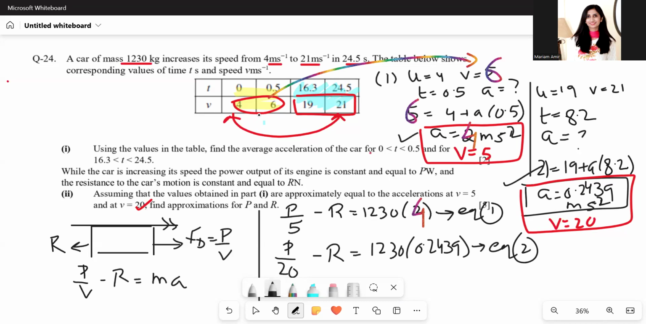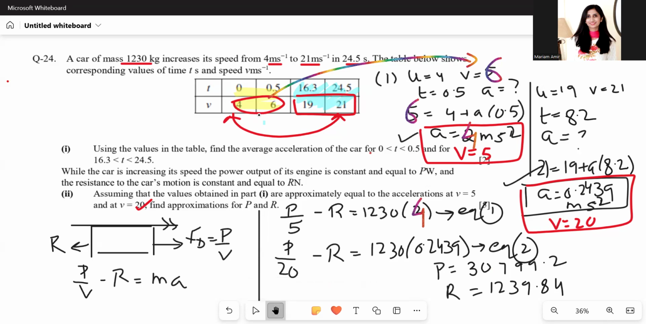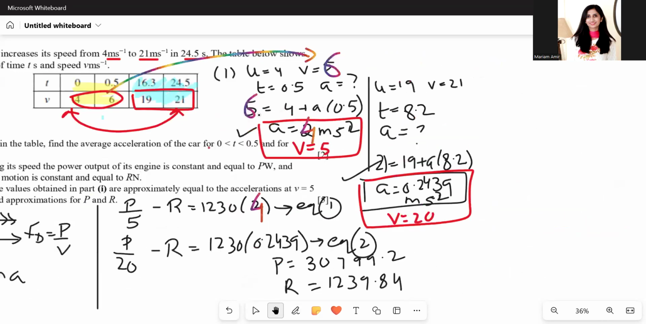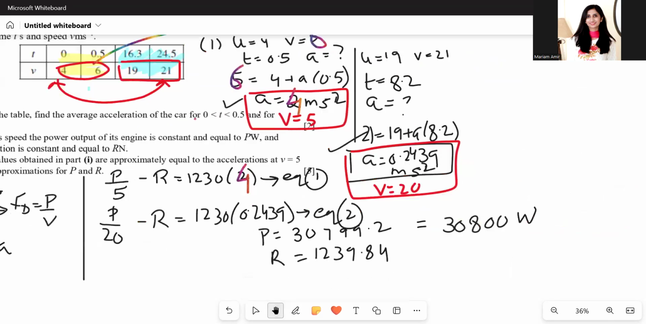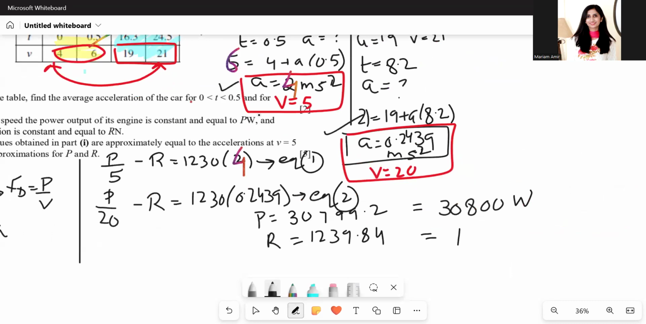Okay, now P would come out to be 30799.2 and R will come out to be 1239.84. Rounded off to 3 significant figures, power will come out to be 30800 watts and resistance will come out to be 1240 newtons.